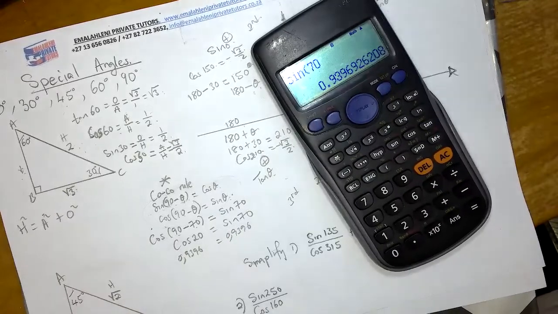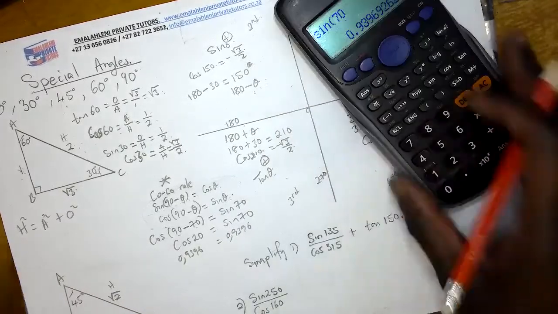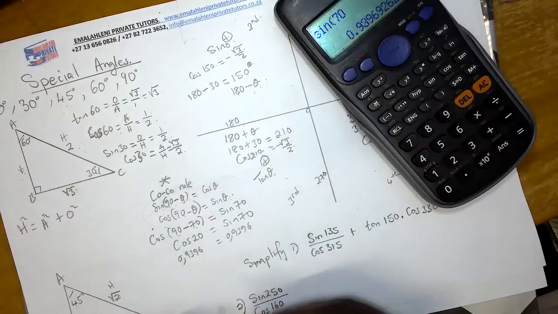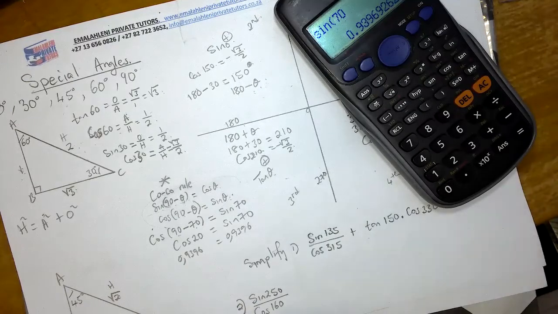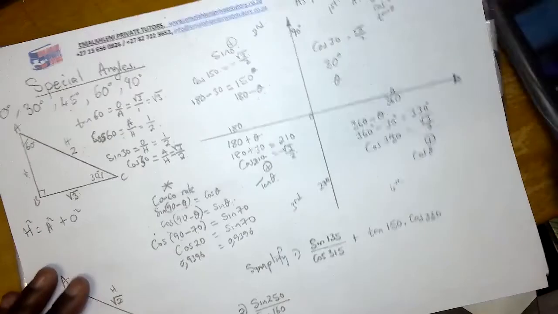0.9396. That's what we're talking about there. I hope now you understand this Cocco rule. So you must always understand, sometimes they're given cos 27, and there's another sine 63. You must know that those things are equal, okay?